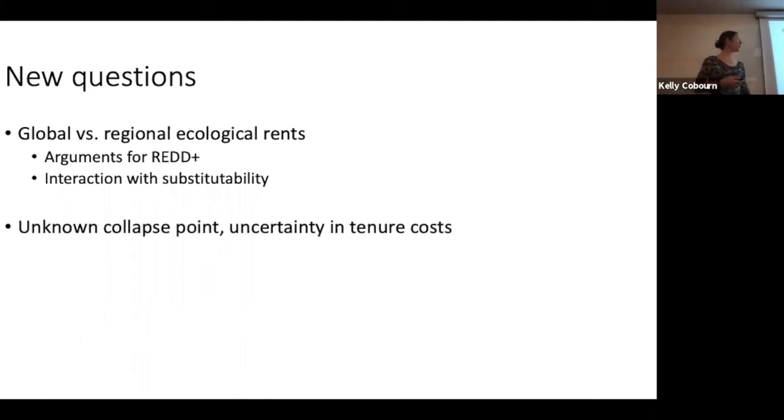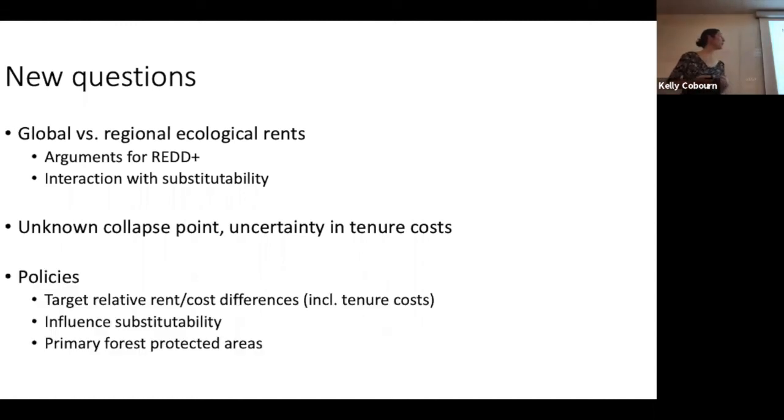We, of course, would like to move to a model with an unknown or uncertain collapse point. It's much more mathematically complex, but also quite interesting. So we plan to move to a stochastic model in the coming months. And we'd also like to consider in greater detail the role of tenure costs as well as uncertainty in tenure costs. You know, in systems where enforcement is more costly, okay, we're going to see potentially earlier ecosystem collapse. So this is an important area that we'd like to look into further.